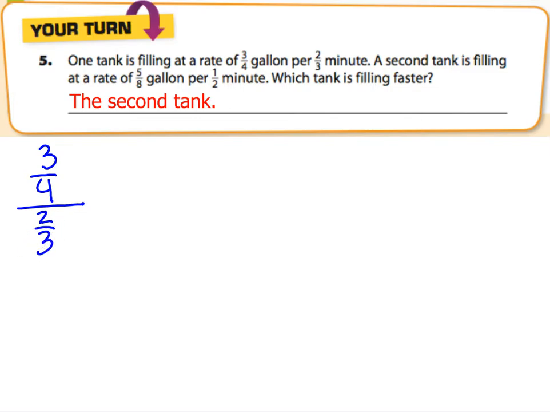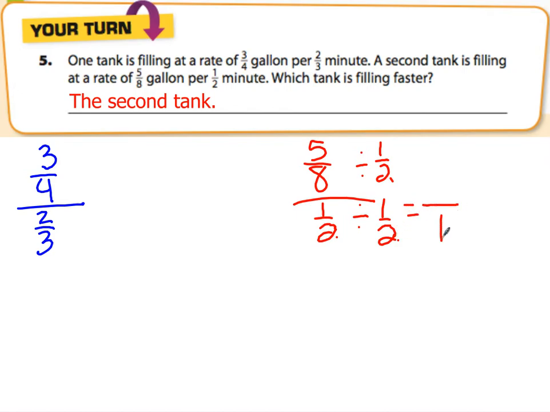Since it's already in fraction form, we don't have to worry about it. And our labels are all the same, so we don't have to worry about that either. And then the other one was 5/8 gallon per 1/2 minute. Here I'm dividing by half and dividing by half. Here I get 1. Here I get 5/8 times 2/1. Simplify. 2 divided by 2 is 1. 8 divided by 2 is 4. So here I get 5/4.